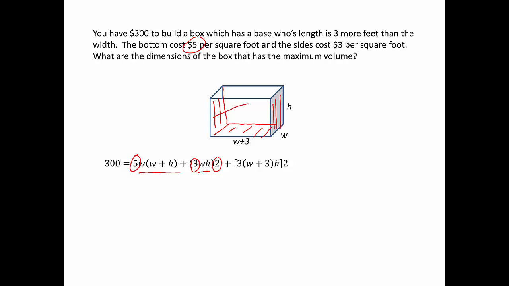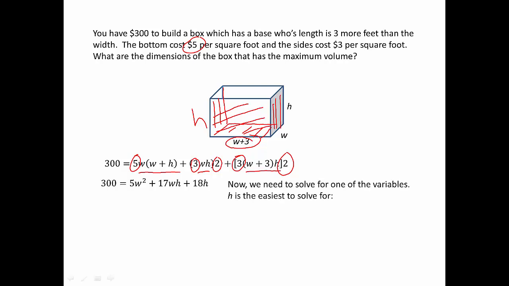And lastly, we have the front and the back. That's W plus 3 times H. That costs $3, and there's 2 of them because of the front and the back. We simplify that, and we end up with this equation. It's got a W squared in it and an H squared.